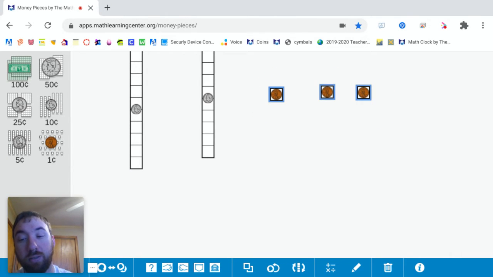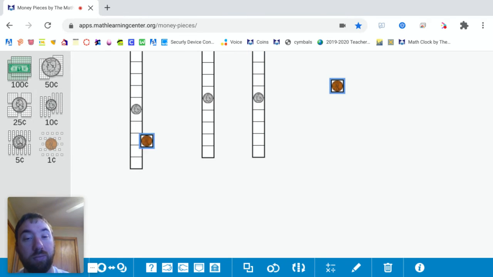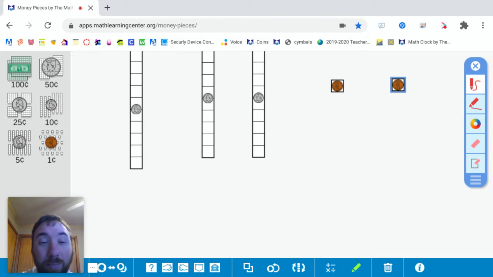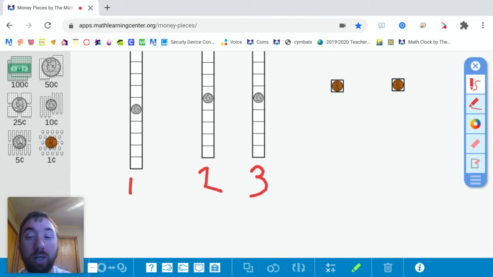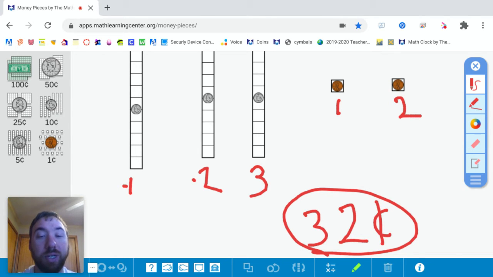So let's get rid of some of these. Let's add another one of these in here. Okay, so I've changed it up a little bit. Now, let's look at how many groups of 10 we have. How many sticks do I have? I have 1 stick, 2 sticks, 3 sticks of 10. So in the tens column, I'm going to have a 3. How many groups of 1, or just singles, do I have? I have 1 single, 2 singles. So a 2. What's my answer? 32 cents.